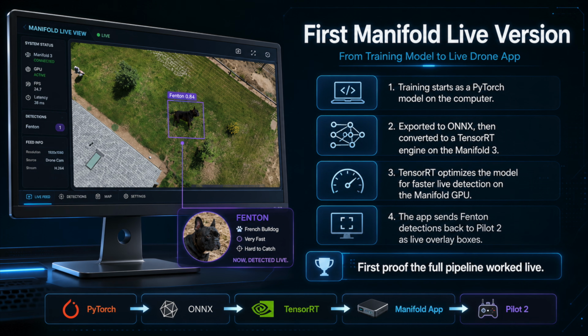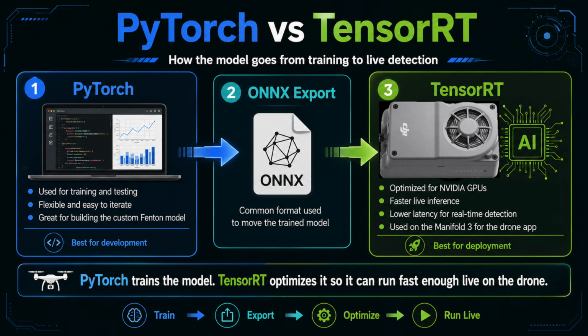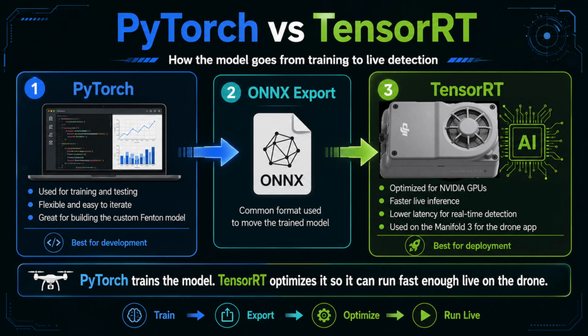Once the model was trained to my liking, I couldn't just copy the normal training file straight onto the Manifold and run it. The training output starts as a PyTorch model, which is great for training and testing on the computer, but it's not the fastest format for running live on the drone. So I exported the model to ONNX, then converted it into a TensorRT engine on the Manifold 3. TensorRT is NVIDIA's optimized runtime format, so it takes the trained model and turns it into something much faster and more efficient for the Manifold's GPU.